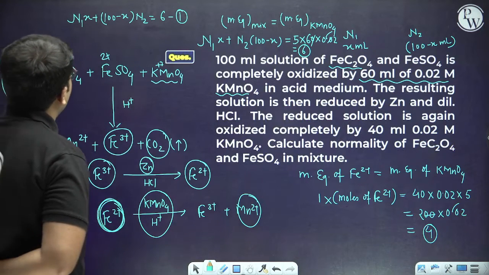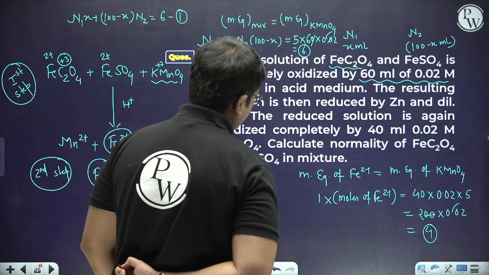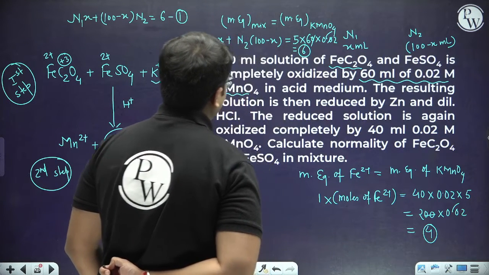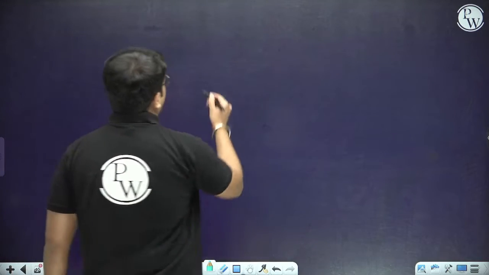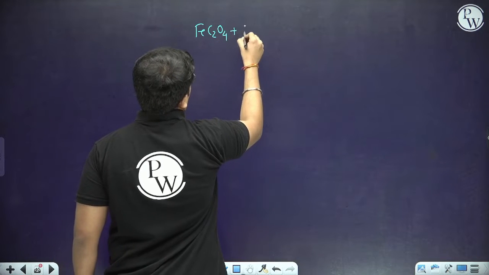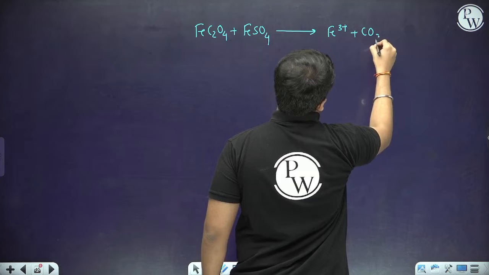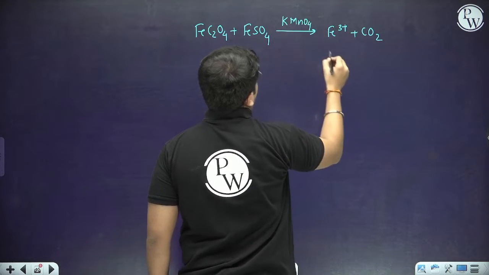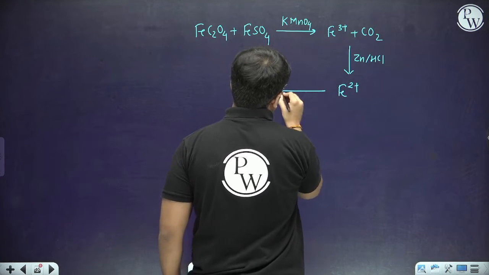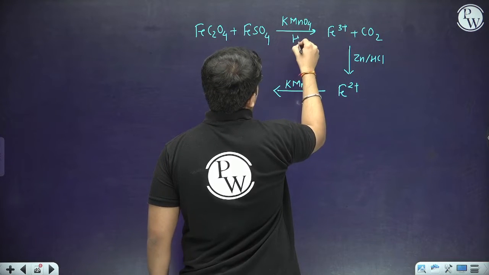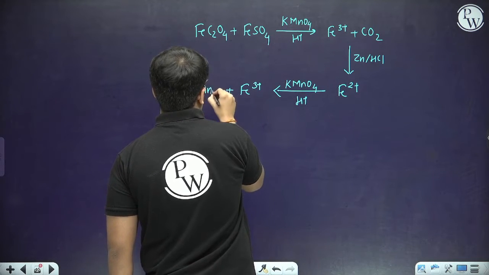So what can we do? First of all, we can calculate the molarity from this side into volume. If number of moles are there, then I can say the Fe2+ data will be with us. So first thing is, we have a composition of FeC2O4 plus FeSO4. It's converted into Fe3+ plus CO2 with respect to KMnO4. Again, it's converted with Zn/HCl, which is a reducing agent, into Fe2+. This entire part is again converted with KMnO4 in acidic medium into Fe3+ as well as Mn2+.